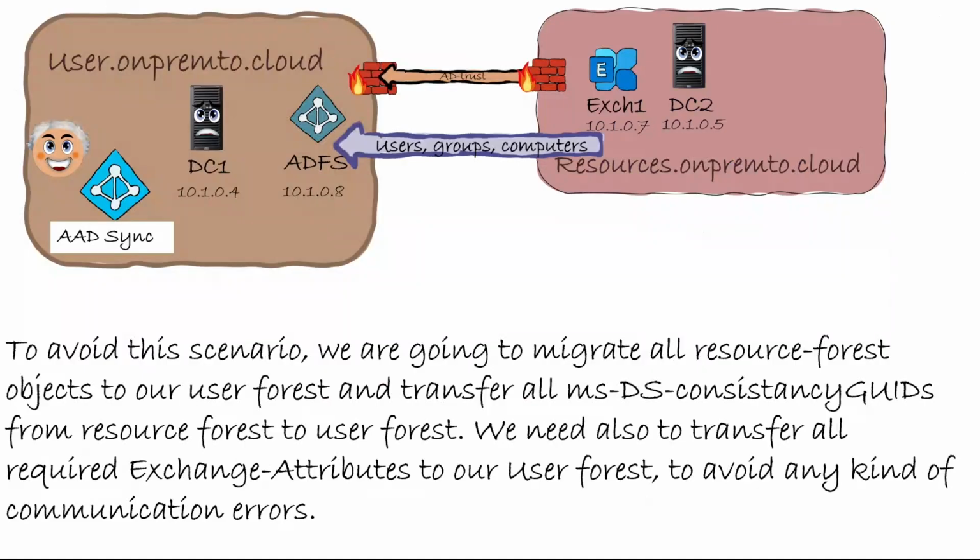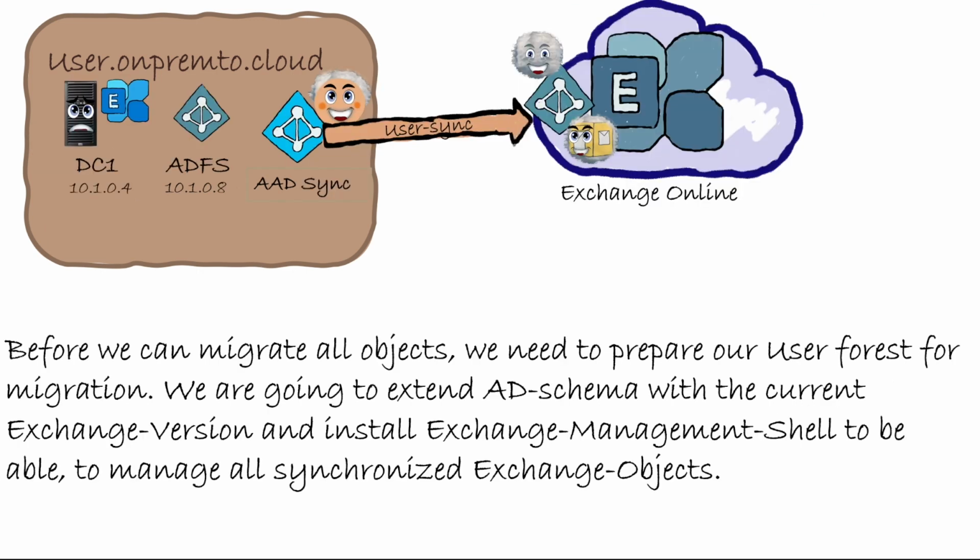To avoid this scenario, we are going to migrate all resource forest objects to our user forest and transfer all msDS-ConsistencyGuids from the resource forest to the user forest. We also need to transfer all required Exchange attributes to our user forest to avoid any kind of communication errors. Before we can migrate all objects, we need to prepare our user forest for migration. We are going to extend the AD schema with the current Exchange version and install Exchange Management Shell to be able to manage all synchronized Exchange objects.